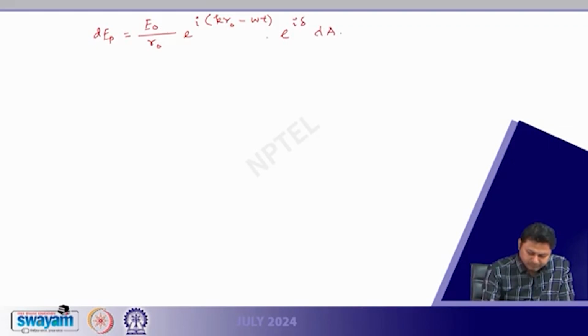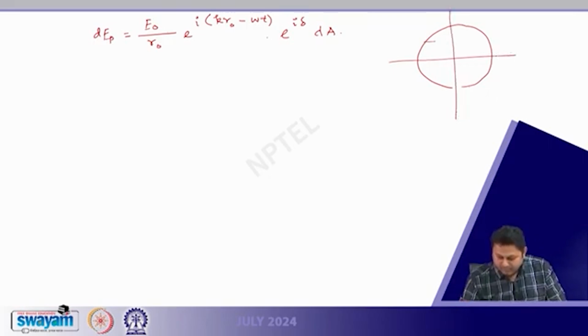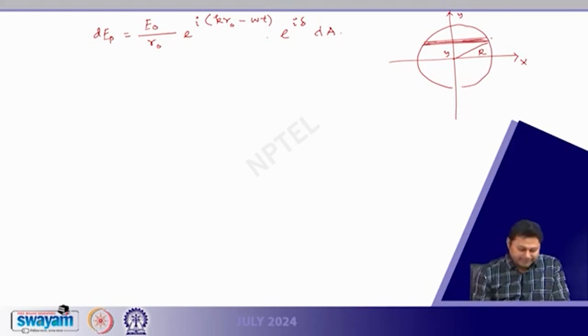That was the form. And let me draw once again here quickly. Here this was the strip, and we have y here, and that was r, that is x, and that is y, and this is the strip we are talking about.